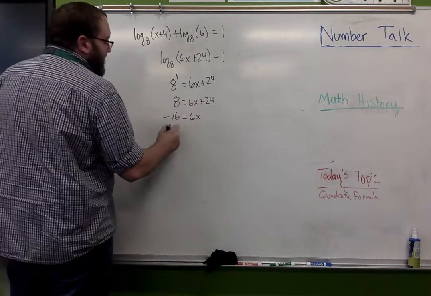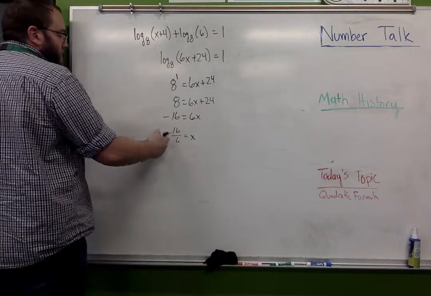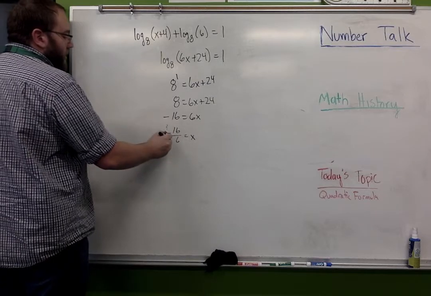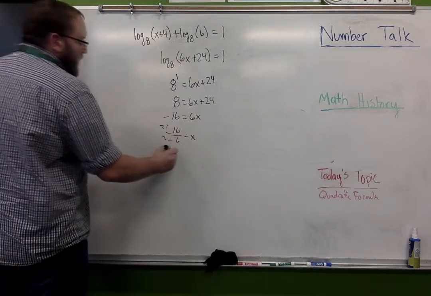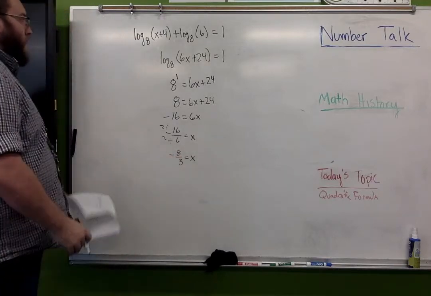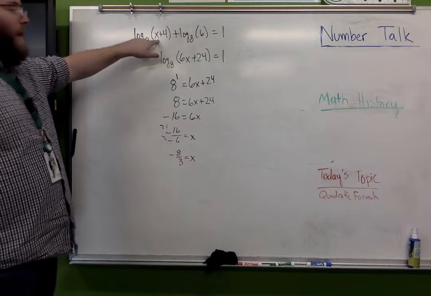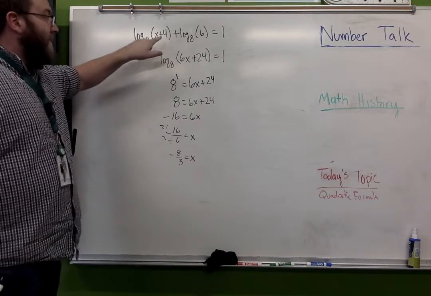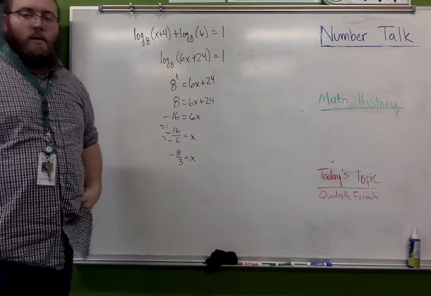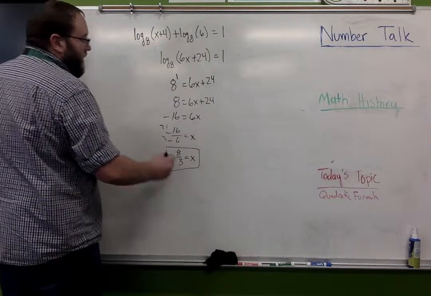Divide by 6 on both sides. Negative 16 over 6 is equal to x. Simplify by a factor of 2. I can divide numerator and denominator by 2, so negative 8 over 3 is equal to x. If I plug in negative 8 over 3 for x here, do I get a negative number? No, because 4 is 12 over 3, and it's bigger than negative 8 over 3. So we're still going to get a positive number. So negative 8 over 3 is your answer.